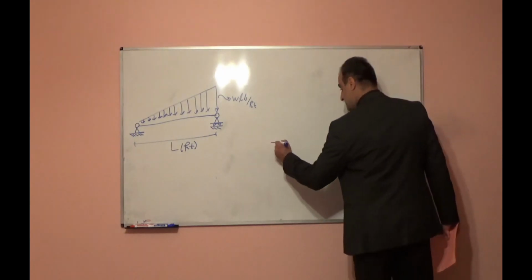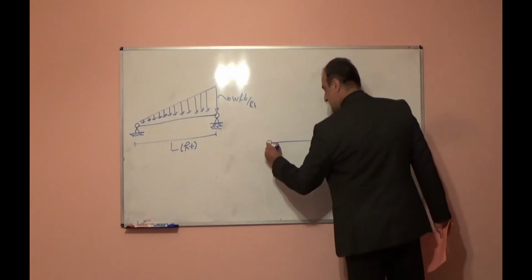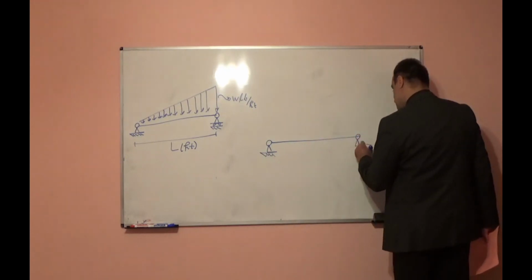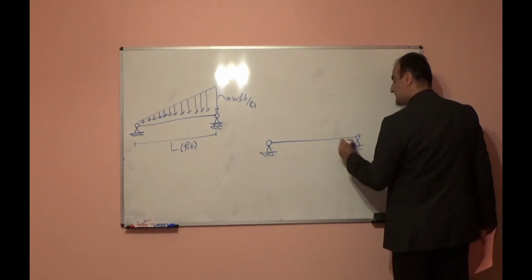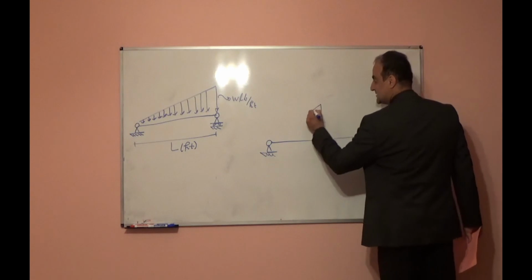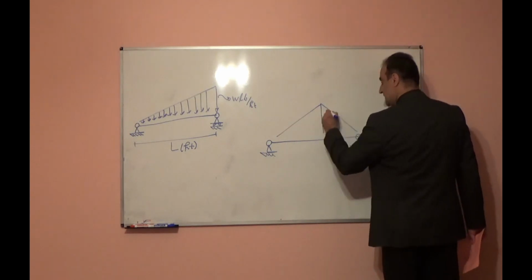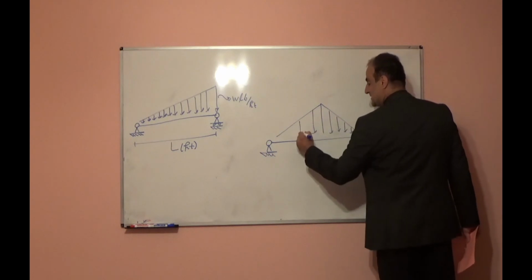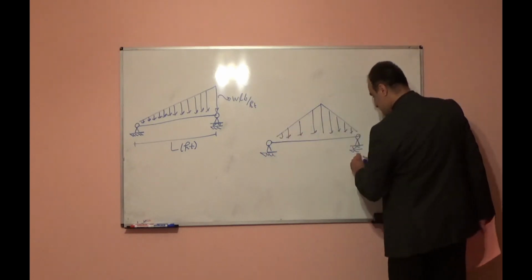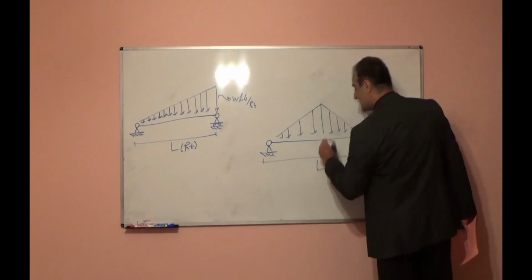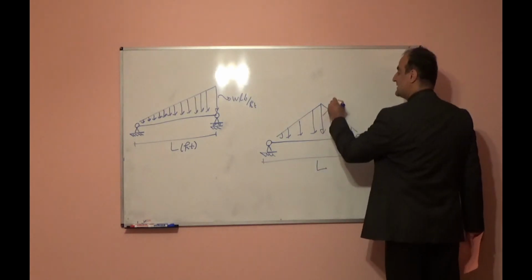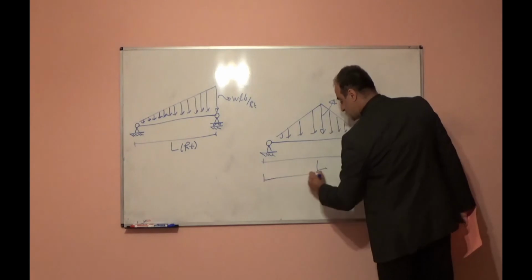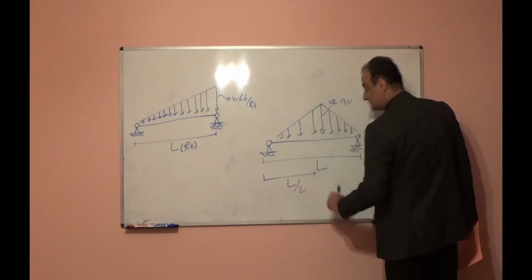Next one, a simply supported beam subjected to non-uniform distributed load. Again the shape is a triangle but a symmetrical one. This is L, the maximum intensity at mid-span is W, and from here to here it is L over 2.